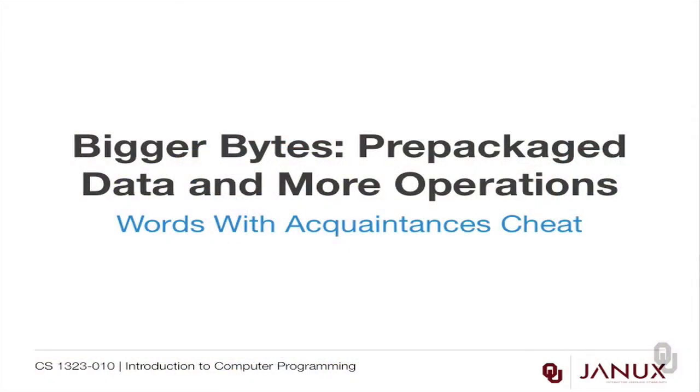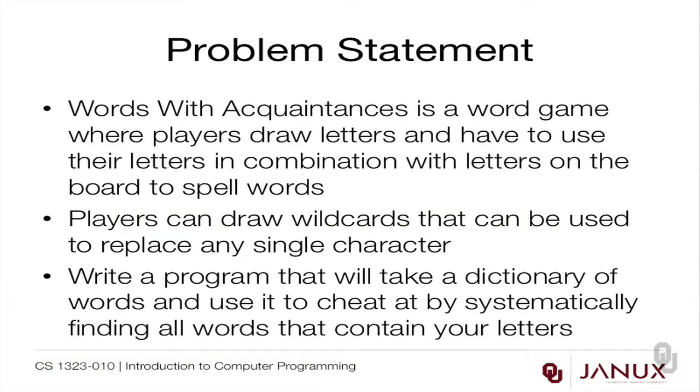Now that we know about bigger bytes, let's write a program that uses more complicated data and operations. Let's write a cheat for Word with Acquaintances. Here's the problem statement. Word with Acquaintances is a word game where players draw letters and have to use their letters in combination with letters on the board to spell words. Players can draw wildcards that can be used to replace any single character.